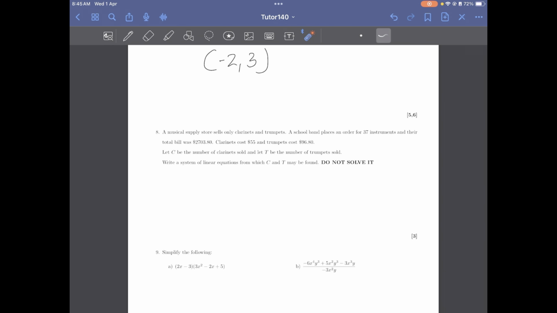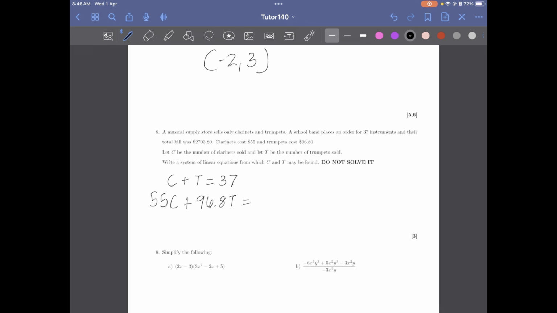So to do this, they ordered two instruments, right? Clarinets and trumpets. C for clarinets, and T for trumpets. The total amount they ordered was 37. So the clarinets plus the trumpets is equal to 37, right? The clarinets cost $55, so we're going to put 55C, because for every clarinet that they ordered, it cost them $55. So 55 times C, plus same thing for trumpets. For however many trumpets they ordered, it cost them 96.8T, right?